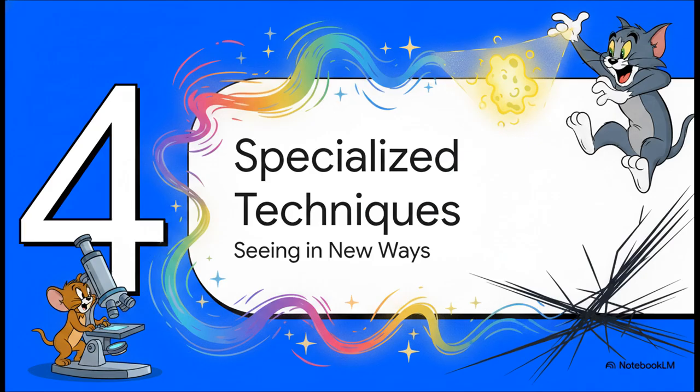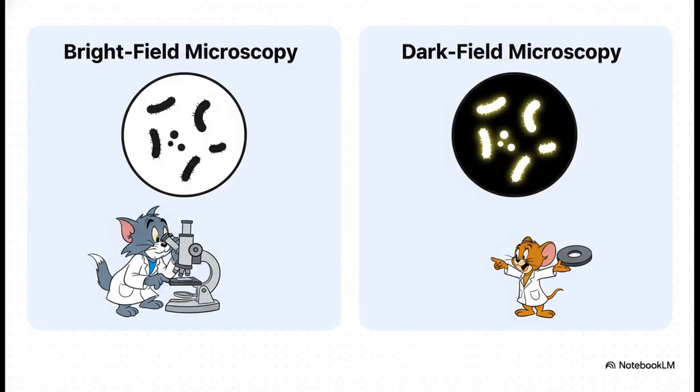So now, let's explore some specialized techniques that let us see microbes in completely new ways and solve some really specific diagnostic puzzles. This is a great comparison right here. In your standard bright field, the specimen looks dark against a bright background, which is perfect for looking at stained samples. Dark field microscopy completely flips that around. It uses a special condenser to block the central light, so only the light that's scattered by the specimen actually makes it into the objective lens. And the result? The organism glows, shining brightly against a pitch-black background. This is incredibly useful for seeing really thin, unstained bacteria like spirochetes.